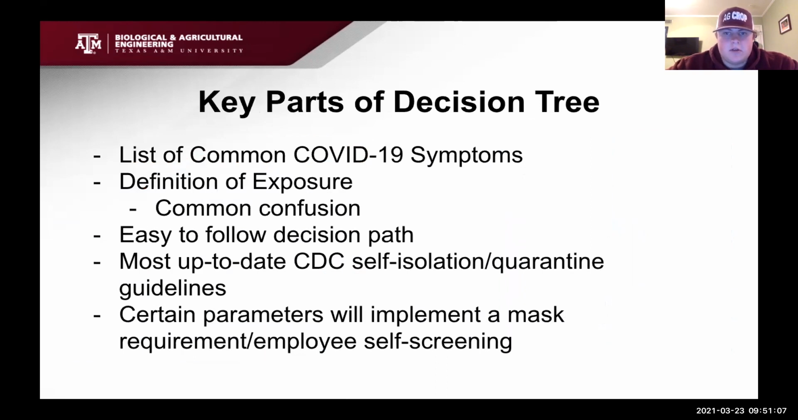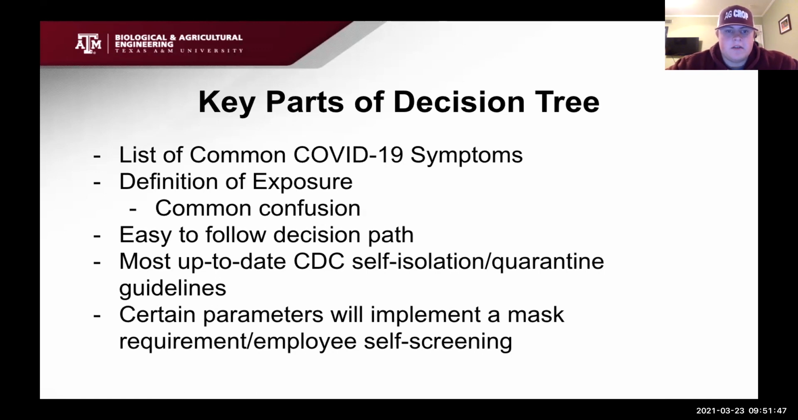So some of the key parts of this decision tree that we feel are necessary is, as I stated before, a list of the common COVID-19 symptoms, so that anybody who uses the decision tree can just go through the list. The definition of exposure, as the CDC states, within 6 feet for more than 10 minutes, different things like that. There's sometimes common confusion on being exposed to COVID-19. So just having that definition front and center on the top of the document so that anybody who questions whether they've been exposed can read through the definition and know, immediately, yes, I was within 6 feet for more than 10 minutes of somebody who's positive, then they would know that they've been exposed.